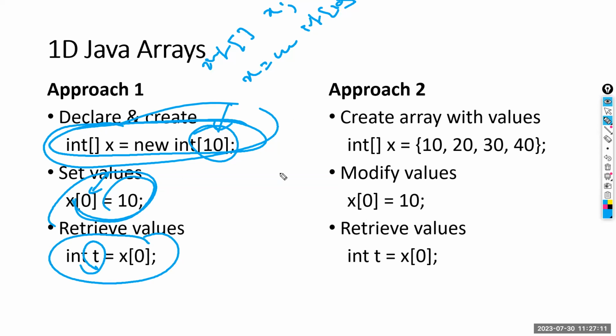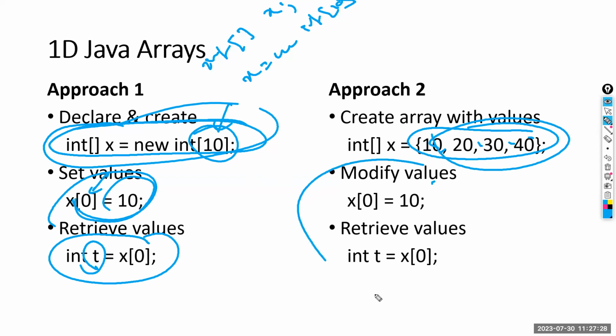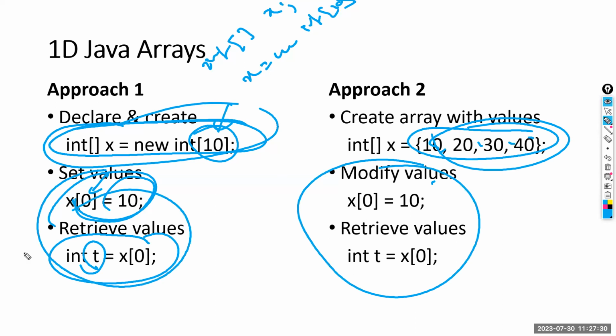The second approach is in Java, when you create the array, you can assign the values also. So there you don't have to give the size because size is implicitly, it can calculate the number of elements. It knows that number of element is 4. And modify and retrieve value is the same. So any questions?